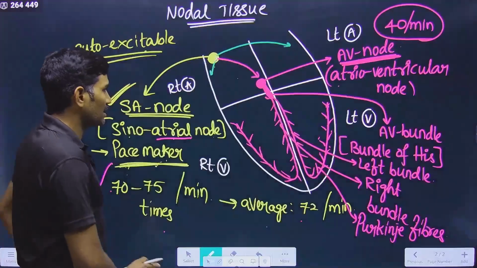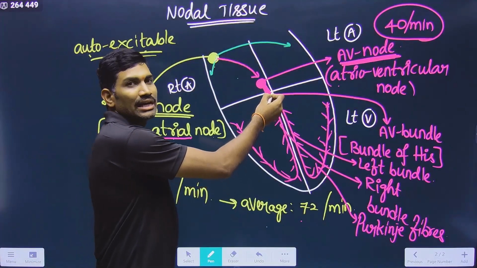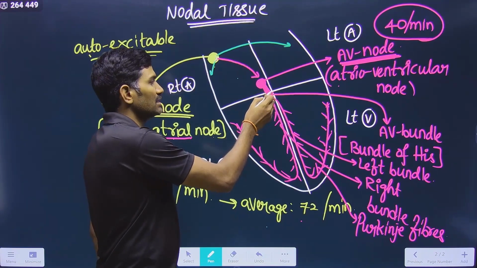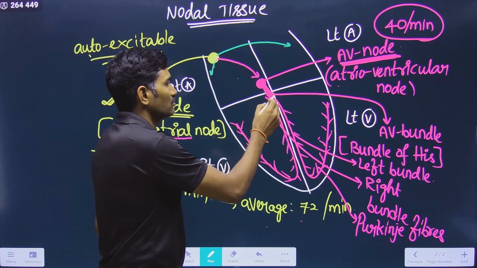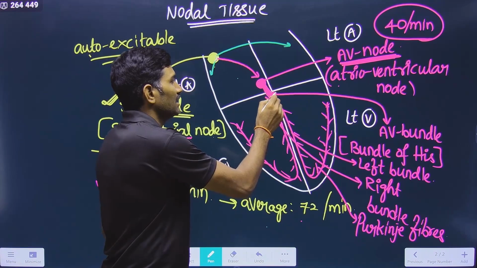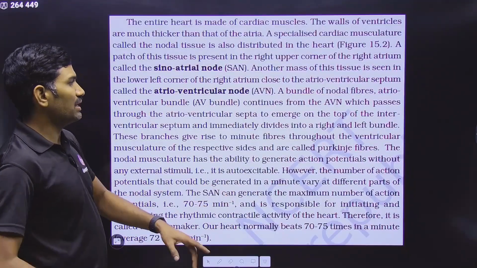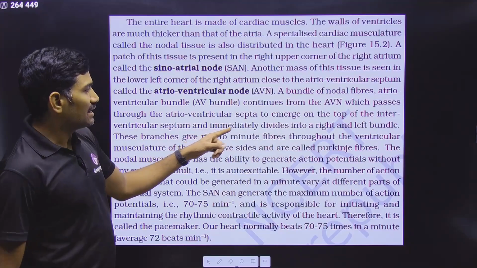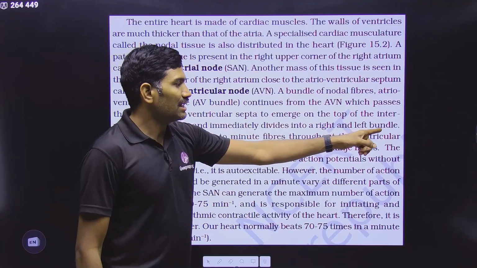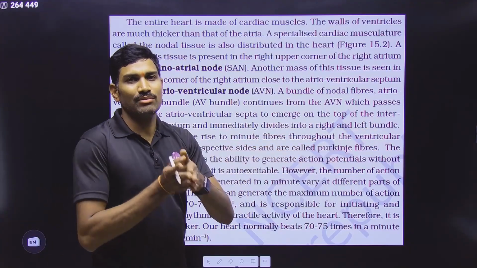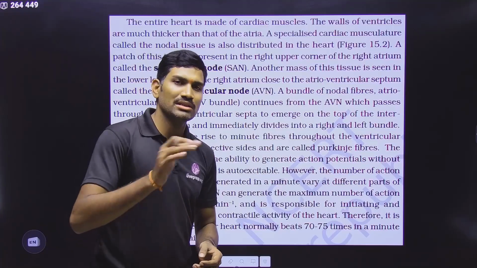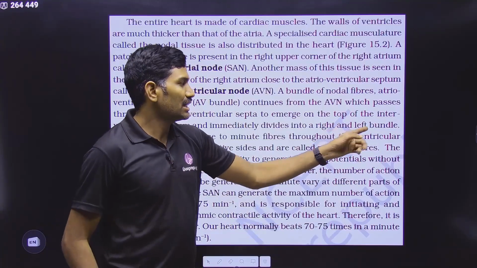This is what they are saying. So it is passing through this atrioventricular septum, and now it is coming to the top of the interventricular septum. At the interventricular septum it will again undergo branching. Next one, it immediately divides into right and left bundle. So this AV bundle, also called the bundle of His, is dividing into the right and left bundle.